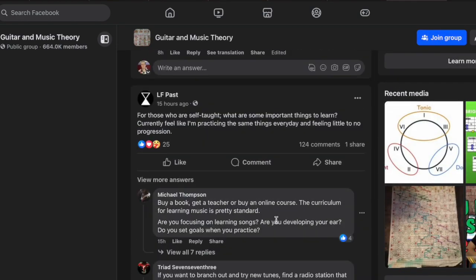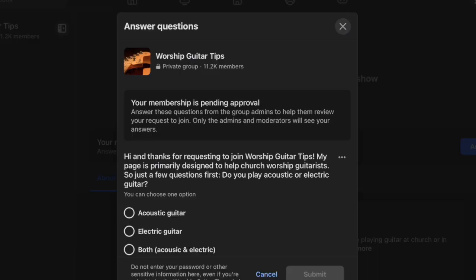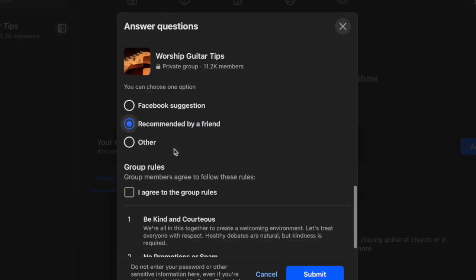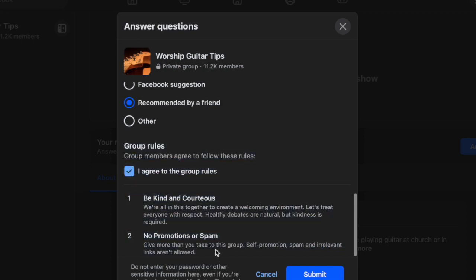You want to make sure that you abide by the group's rules and regulations, and you want to be really careful here. All right, read through them carefully and make sure that you do everything they say, because you want to be in the good graces of the admins or you absolutely will be kicked out.